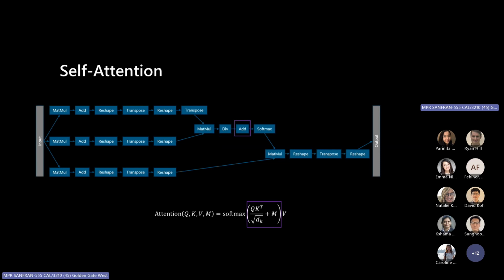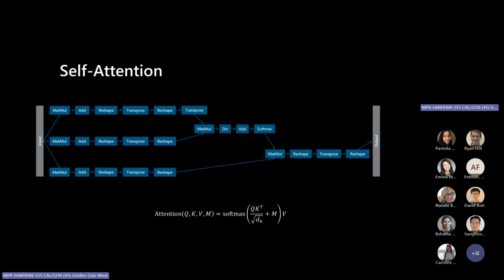We add our attention mask M, we apply our softmax to get our scores, and we compare that against our values. So this is the value path. And then the final result of that matmul gets you your attention. We do some reshaping and transposing afterwards to make sure it's in the right shape and format in the output.